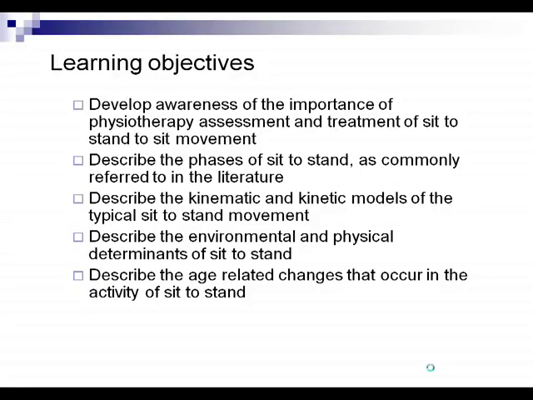We'll also look at the literature and how it describes sit to stand, so the phases that it describes. And then we'll break those phases down and look at the kinematics and kinetics of a typical sit to stand movement. We'll also look at the factors that influence sit to stand, and these are called the environmental and physical determinants. And we'll finish up by looking at some of the age-related changes that can influence sit to stand. We'll do this quite briefly.